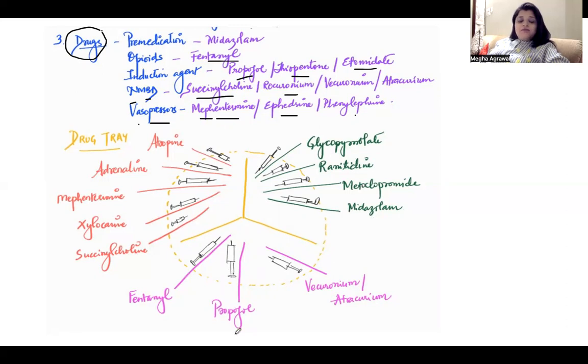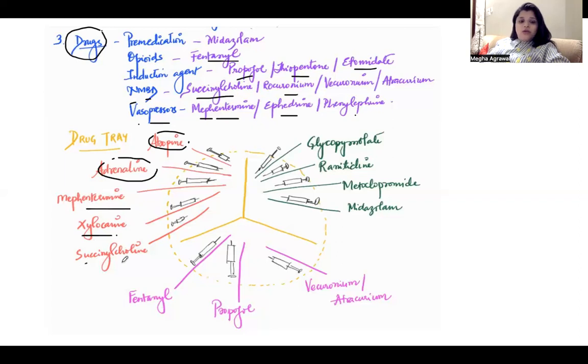In the front, towards you, are the induction drugs: the fentanyl, propofol, vecuronium, atracurium, whatever you decide. And then on one side, there are emergency drugs. Atropine, if the patient undergoes bradycardia anytime. If there is an arrest, you have to keep adrenaline. Then mephentermine for BP, if there is hypotension. Xylocaine you have to keep to blunt the intubation response or for certain arrhythmias.